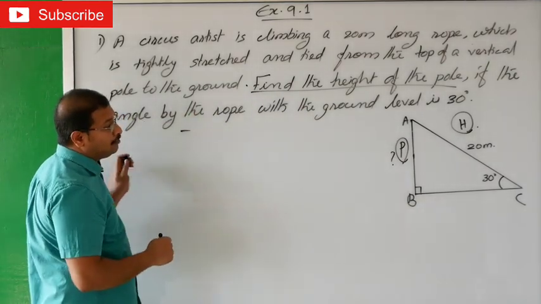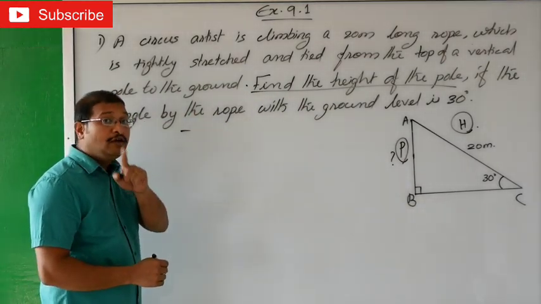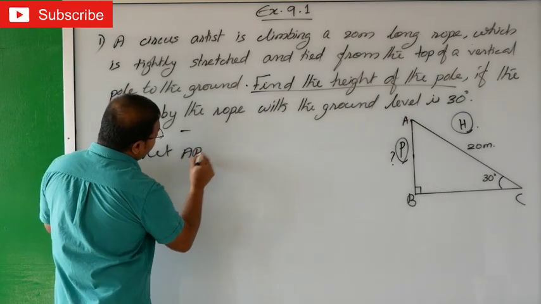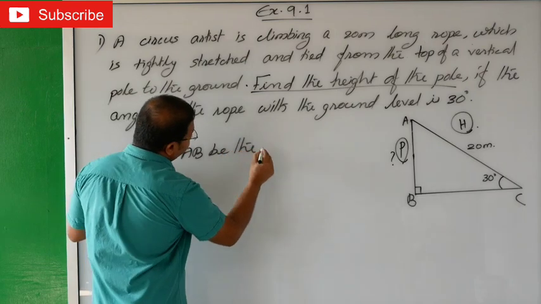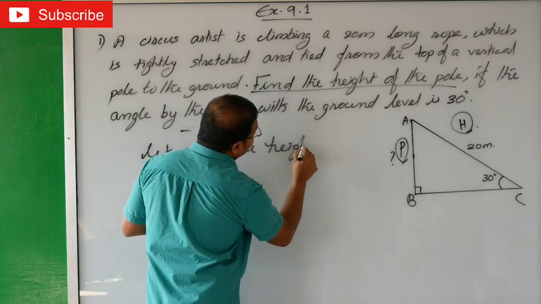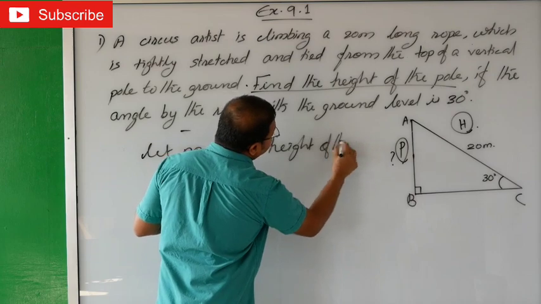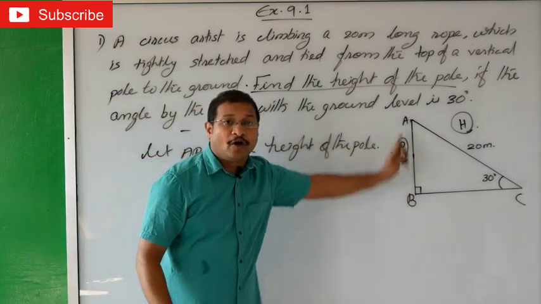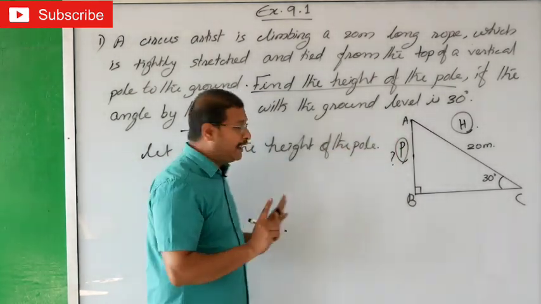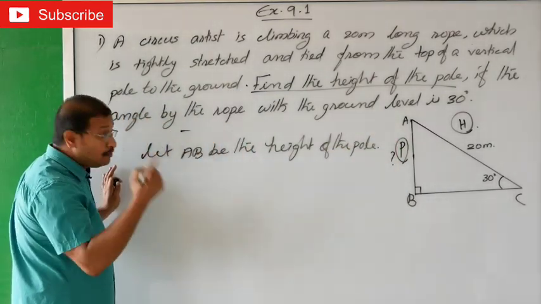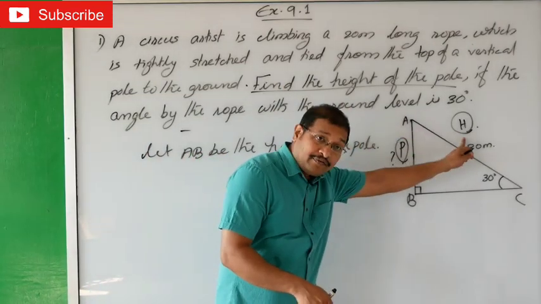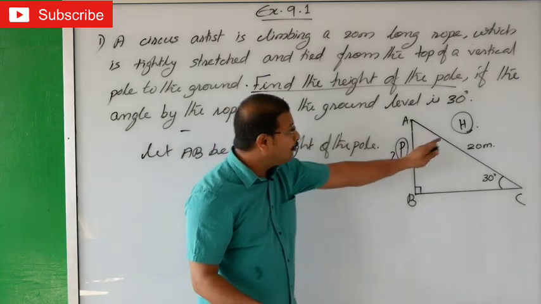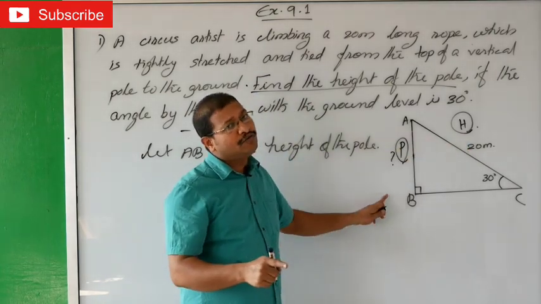Now what do you want to find out? We want to find out the height of the pole. So we'll write, let AB be the height of the pole. What do you write? Let AB be the height of the pole. Okay, now after that we'll write what is given. Hypotenuse is given. What do you want to find out? Perpendicular. Hypotenuse is given. Perpendicular we want to find out.